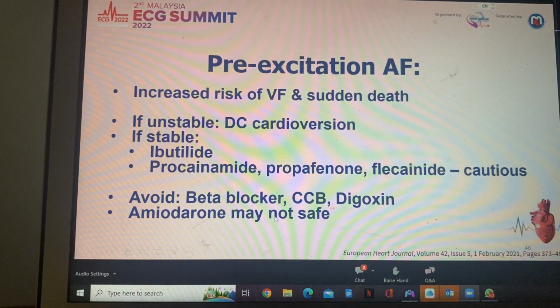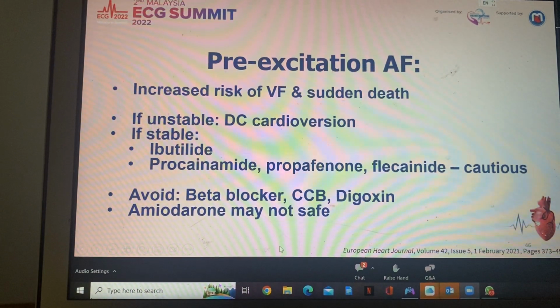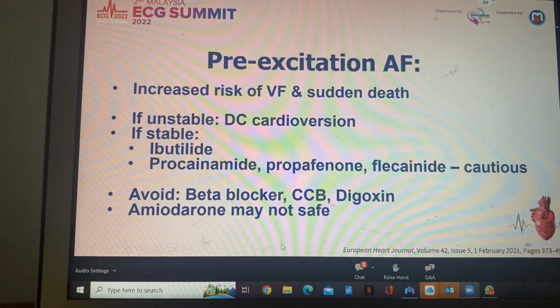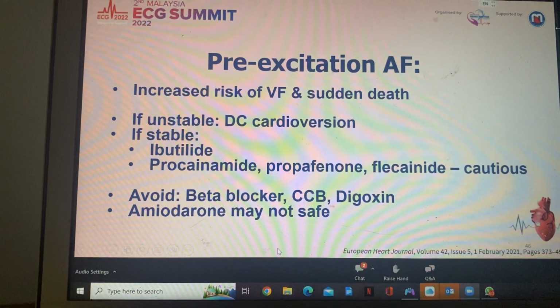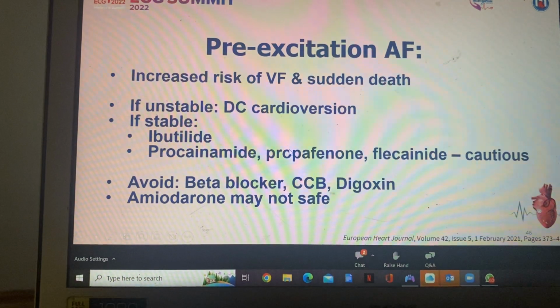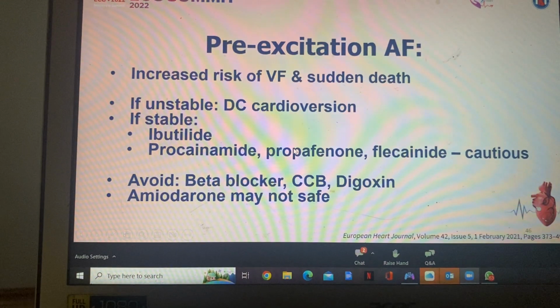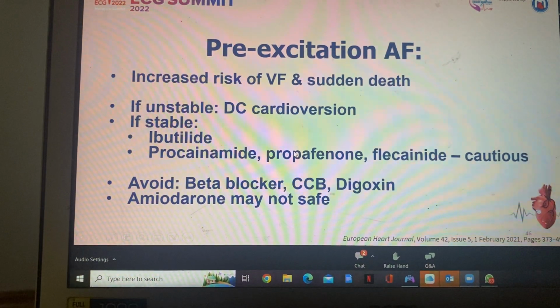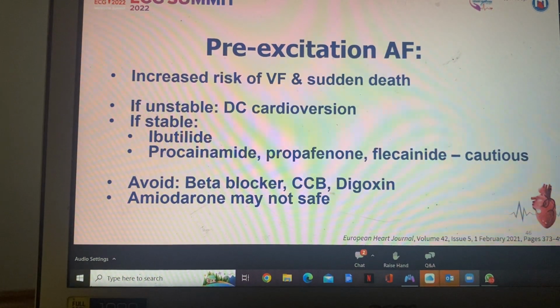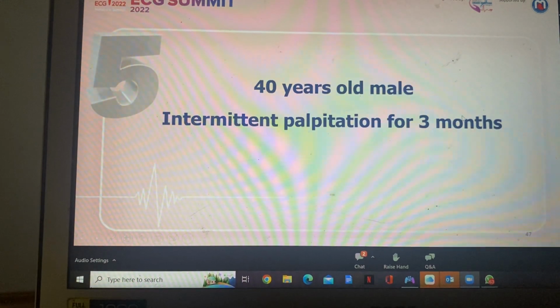Because beta blocker, calcium channel blocker, digoxin, amiodarone, all these drugs are not really safe, or sometimes we even need to avoid them, because once you give these drugs, you might cause ventricular fibrillation. So pre-excitation AF is one of the diagnoses that is a little bit tough for us to manage in the emergency department. The last one, do we still have time? Just a quick one.